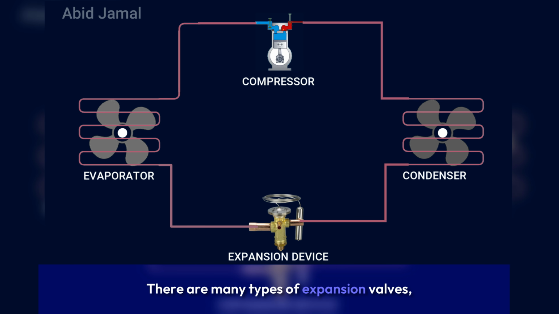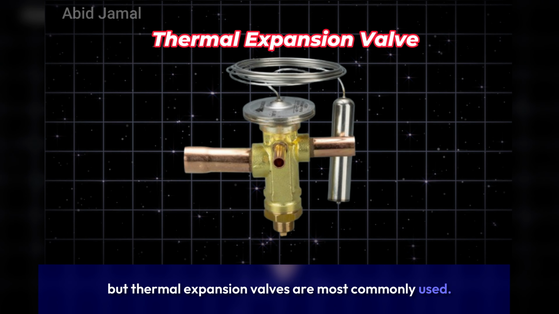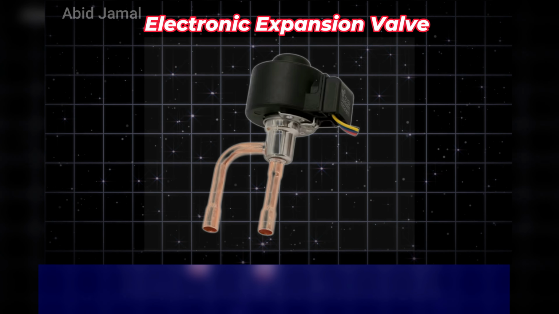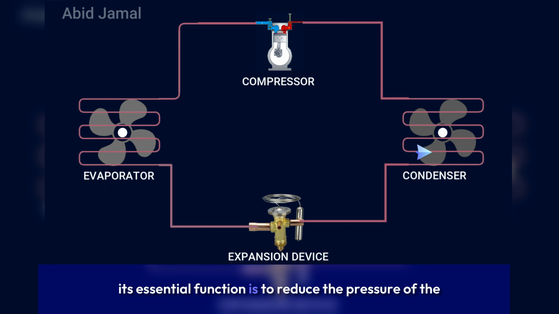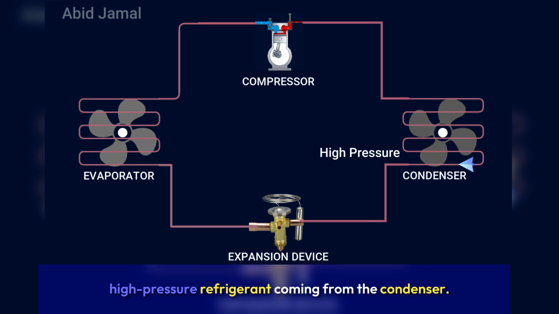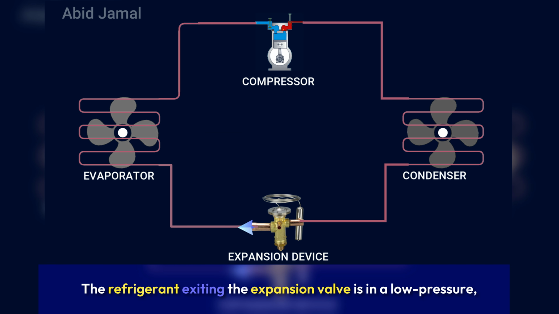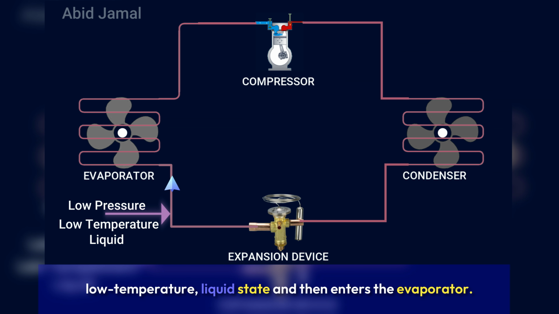There are many types of expansion valves, but thermal expansion valves are most commonly used. The most advanced of these is the electronic expansion valve. Regardless of the type of expansion valve, its essential function is to reduce the pressure of the high-pressure refrigerant coming from the condenser. Reducing pressure also reduces the temperature of the refrigerant. The refrigerant exiting the expansion valve is in a low-pressure, low-temperature liquid state and then enters the evaporator.